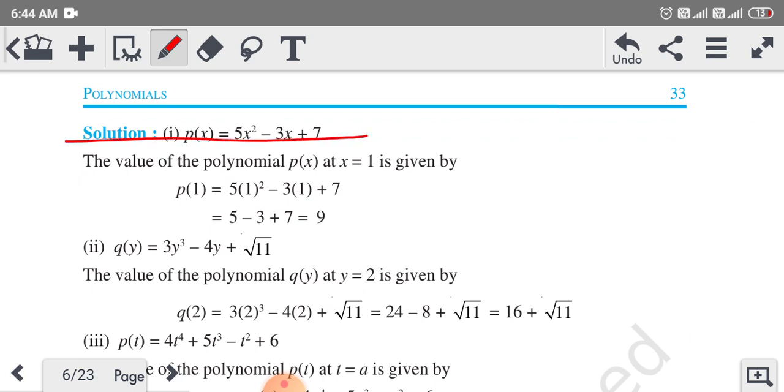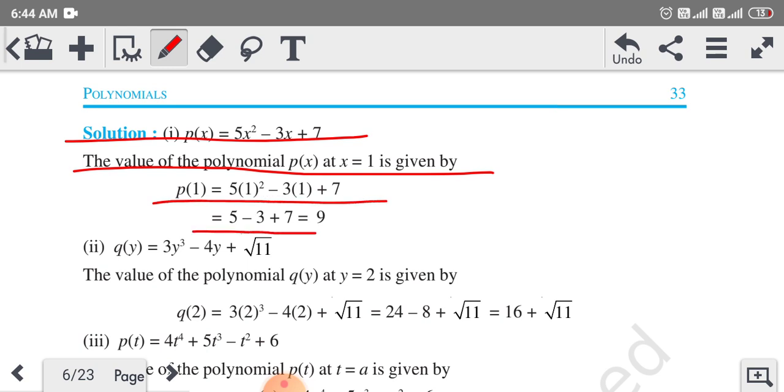Solutions. First, p(x) is equal to 5x squared minus 3x plus 7. The value of the polynomial p(x) at x is equal to 1 is given by p(1) is equal to 5 into 1 squared minus 3 into 1 plus 7, that's equal to 5 minus 3 plus 7 is equal to 9.